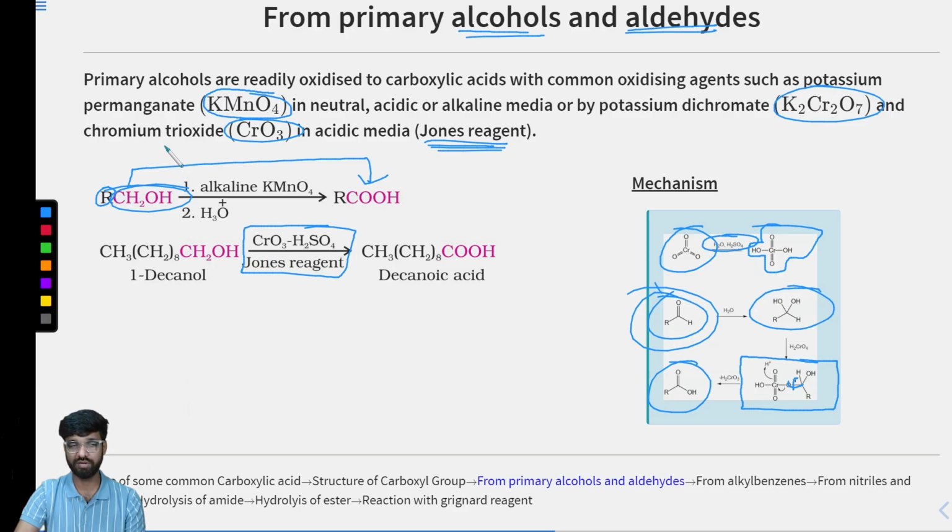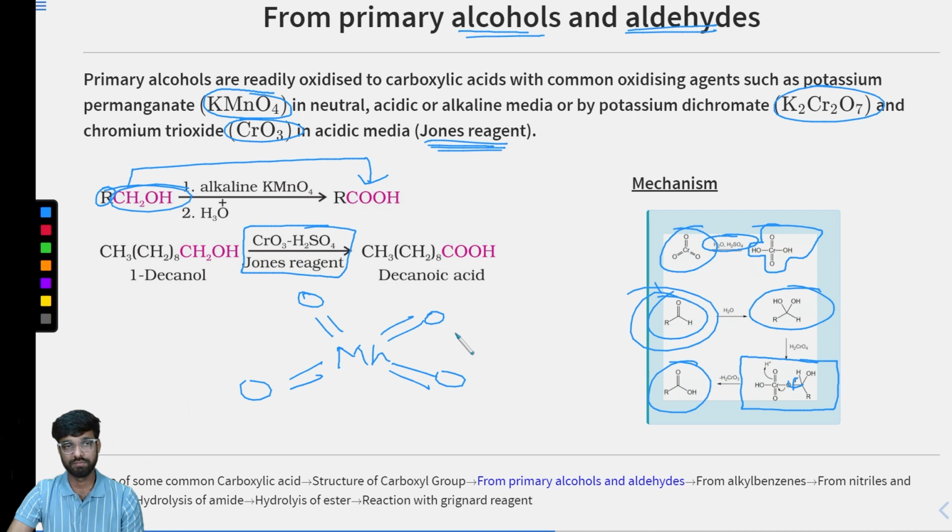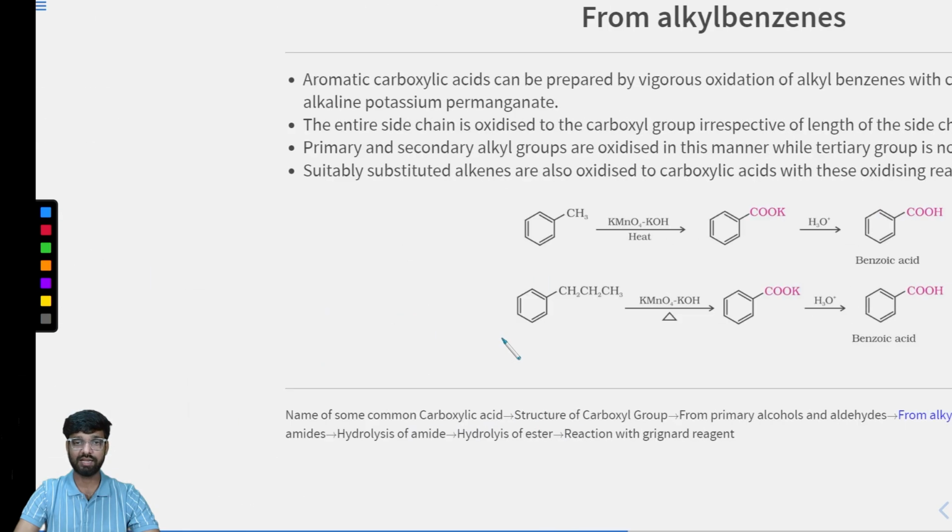I'm giving some clues. It goes through this concerted mechanism, and MnO4 looks like this. Clear? So this is the preparation of your carboxylic acid from alcohols and aldehyde. Now let us next move to alkyl benzene.